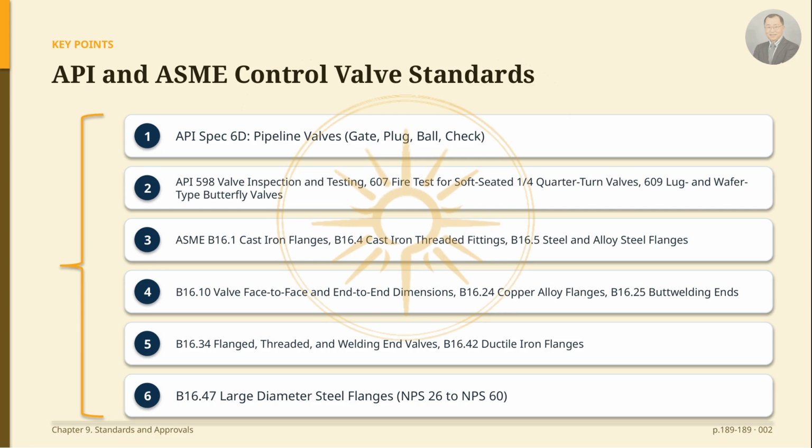598 covers valve inspection and testing. 607 specifies fire tests for soft-seated quarter-turn valves. And 609 regulates lug and wafer-type butterfly valves.